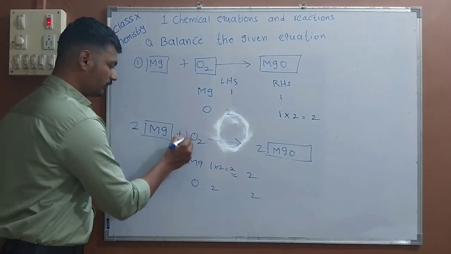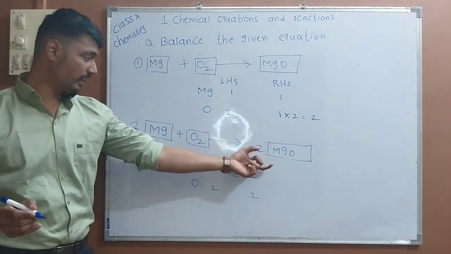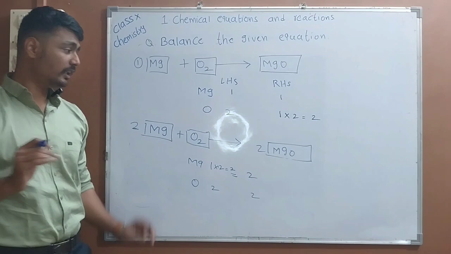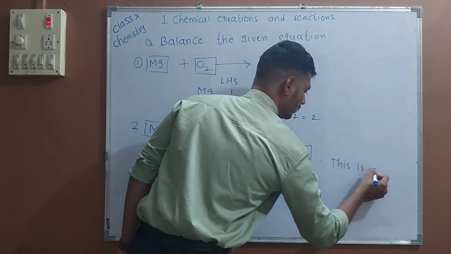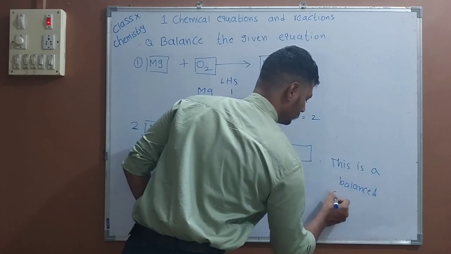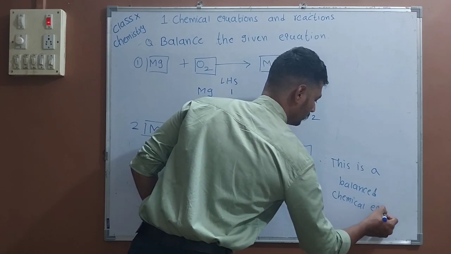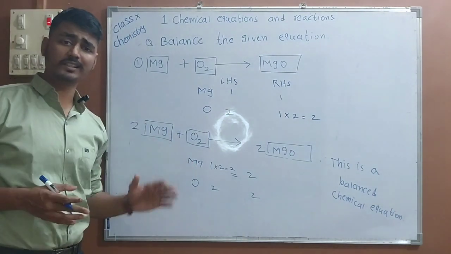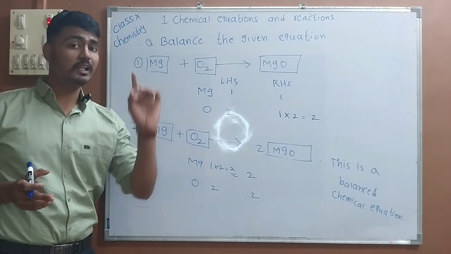Now check whether this reaction is balanced or not. Two magnesium atoms, two magnesium atoms, two oxygen atoms, two oxygen atoms. So now we can say this is a balanced chemical equation. Now we will solve one more example and we will proceed towards the types of chemical reactions.